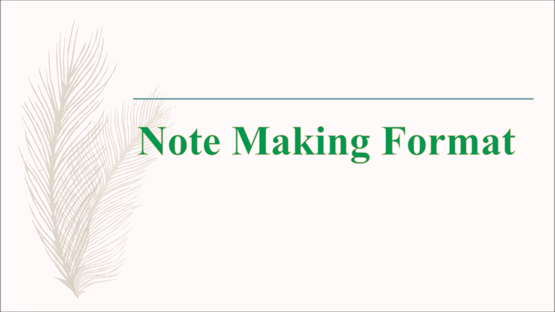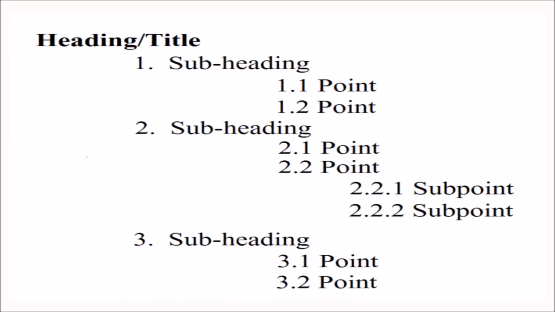Next, we are going to see the note-making format. Students, this is your note-making format. First, you have to write the heading or title. Under this, we have the first subheading. Under the first subheading, you have to write 2 points. Then we have the second subheading. Under the second subheading, you have to write 2 points. Under the 2 points, you have to write 2 subpoints. Then we have the third subheading. Under the third subheading, you have to write 2 points.